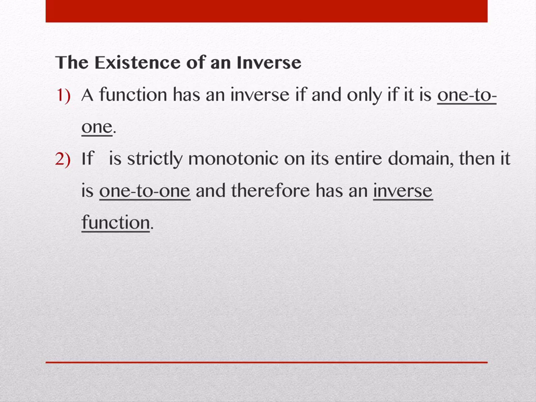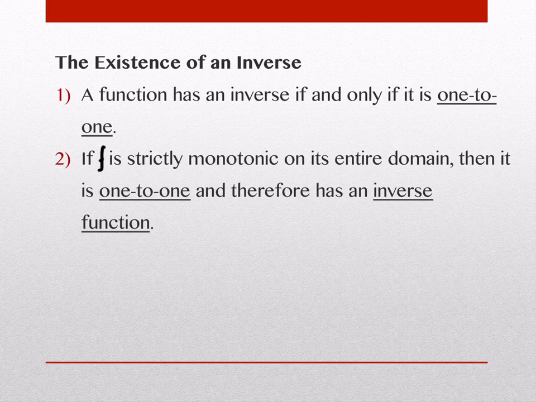And if f is strictly monotonic on its entire domain, then it is one-to-one and therefore has an inverse function. So this relates the graph's feature of it being increasing to its ability to be one-to-one. So strictly increasing or strictly decreasing, you definitely have something that's going to be one-to-one and therefore it's going to have an inverse.